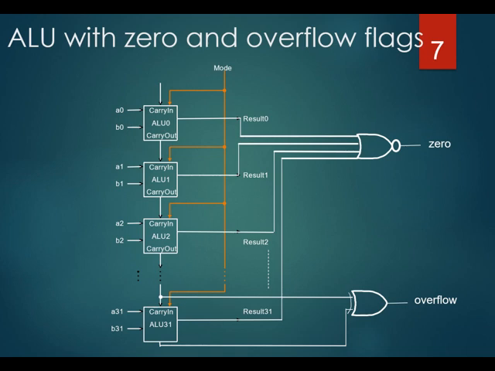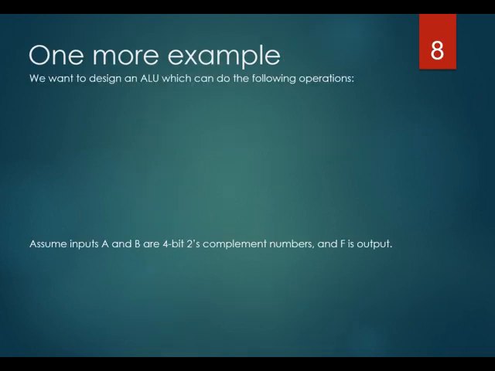Okay, as mentioned earlier, the output of the ALU does not consist of the result only, but it also consists of some single bit flags such as the 0 flag, overflow flag, and so on, and also the carry out. Okay, let's look at one more example of the ALU.